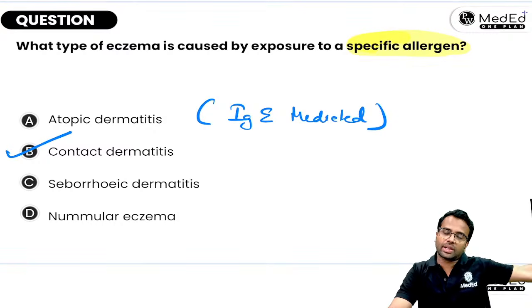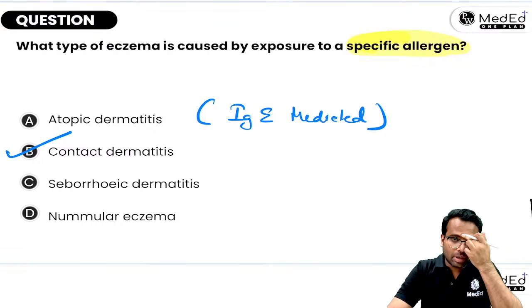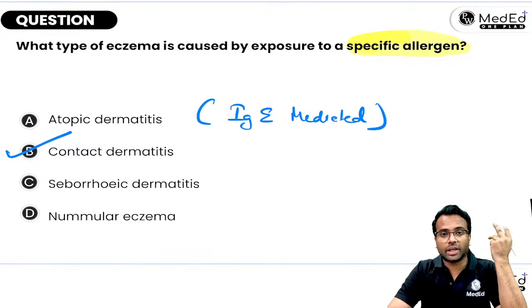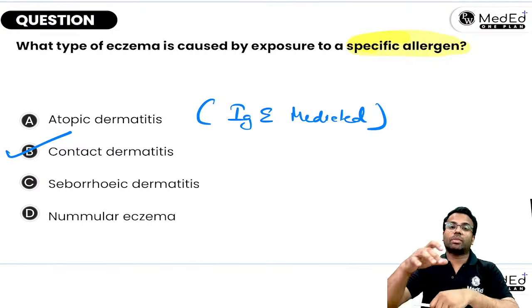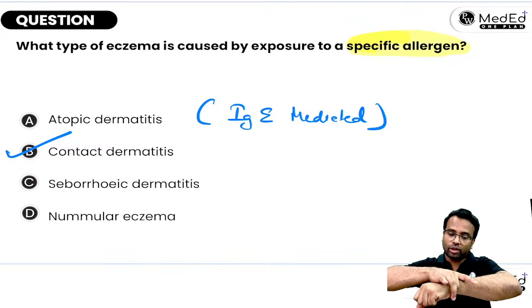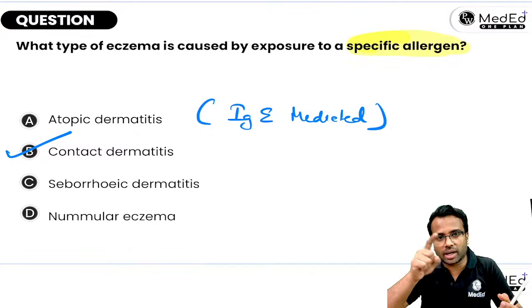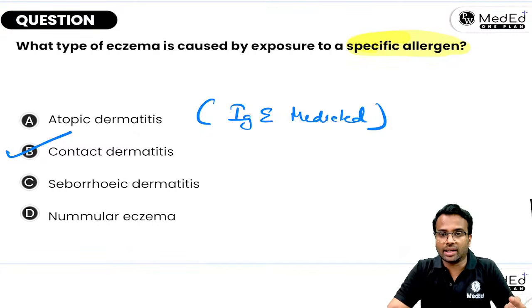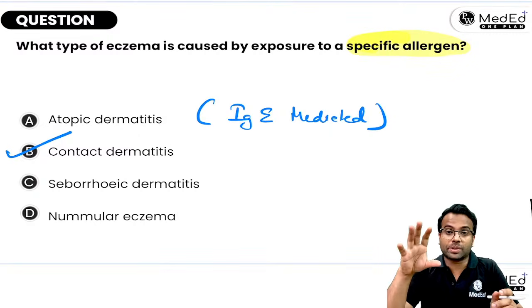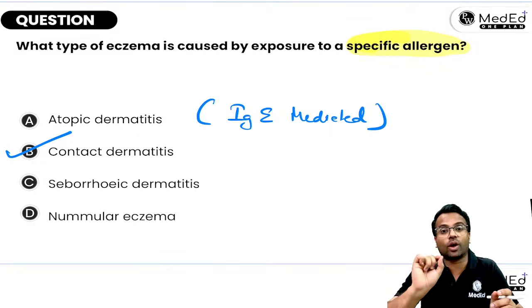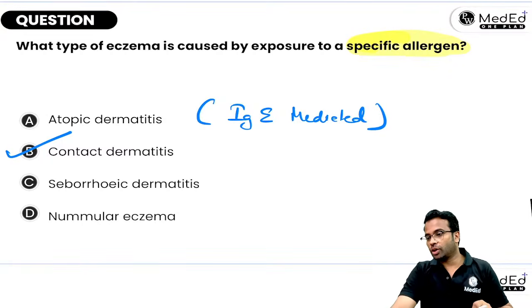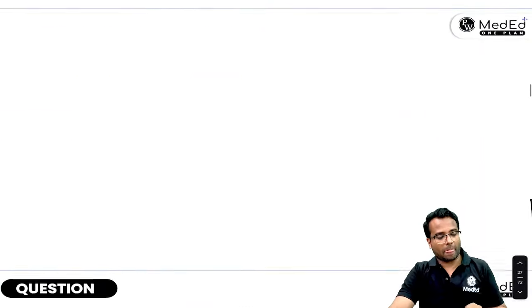Why is some patient allergic to bindi? Because they may be allergic to the specific allergen in the bindi like PTBP, para-tertiary butylphenol. Some patient may be specifically allergic to the content of a wristwatch or the buckle of a belt, which may contain nickel. So when it comes to a specific allergen, your answer should be contact dermatitis.